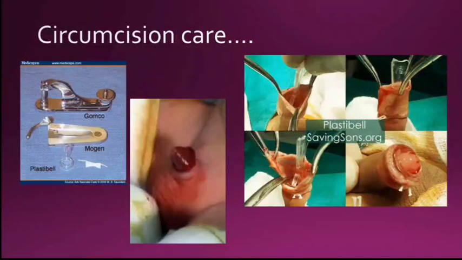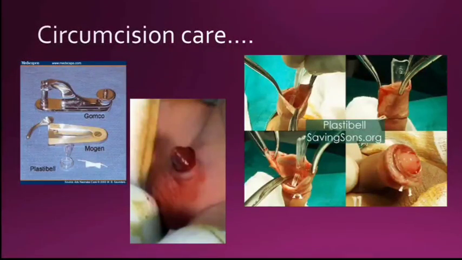For the Gomco, which is the picture in the middle, the penis is going to come back and it's going to look very raw. So for that baby, we want to make sure that we coat the penis and the diaper where the penis is going to hit the diaper with Vaseline so that it doesn't stick. Because you can imagine that's a very tender area, and if it sticks to that diaper and we pull the diaper off, it can be very traumatic to the baby. So for the Gomco method, we will need to use Vaseline to prevent it adhering to the diaper.